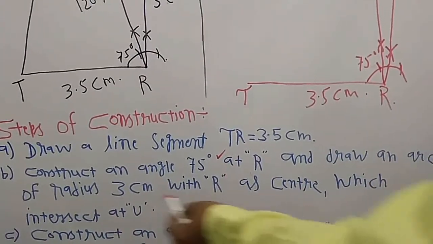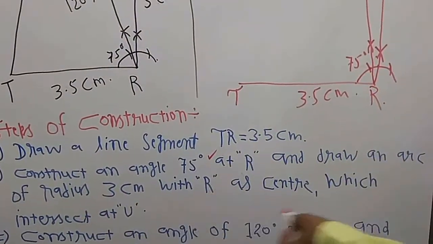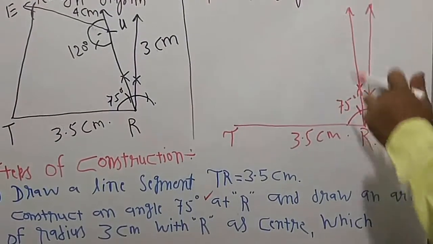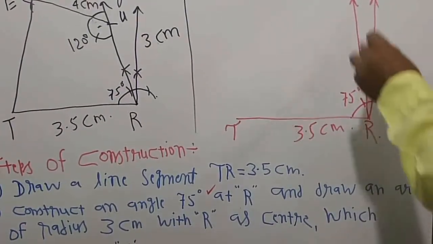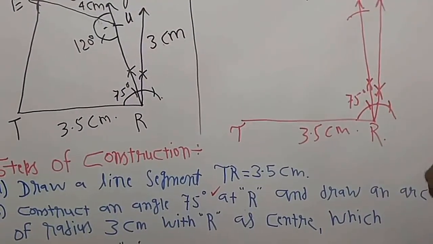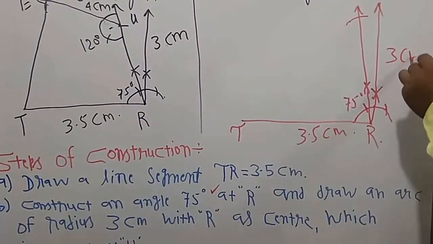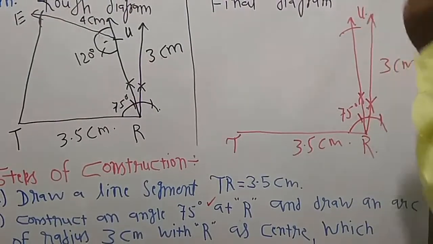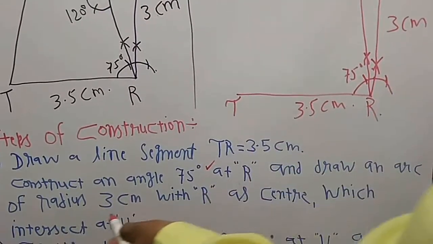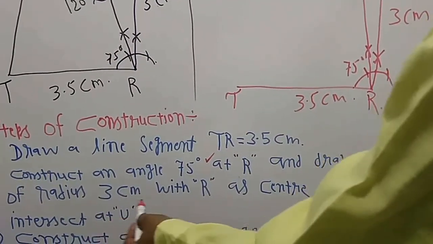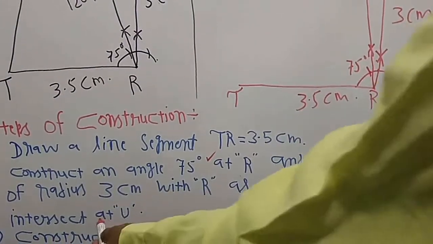Step C, draw an arc of radius 3 centimeter with R. Now we open our rounder 3 centimeter and draw one arc from this point R. This is our RU, 3 centimeter. This is U point, 3 centimeter with R as center which intersects at U.